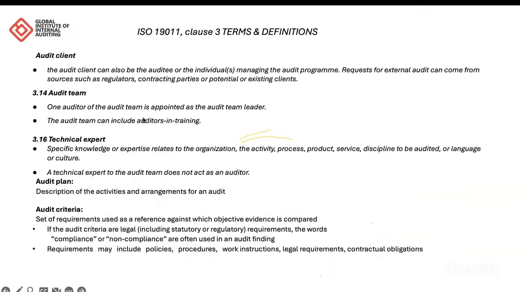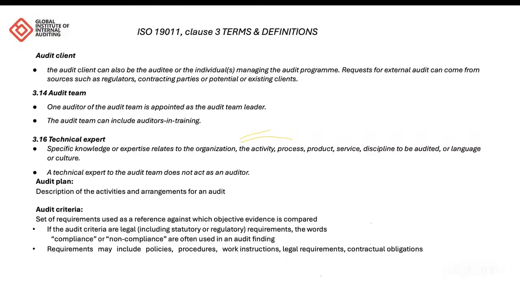So, okay, we move on. We've spoken about all of this. Then here, in my terms and definitions, we talk about the audit plan, a description of activities and arrangements of an audit. We also talk about the audit criteria, a set of requirements used as a reference against which objective evidence is compared.